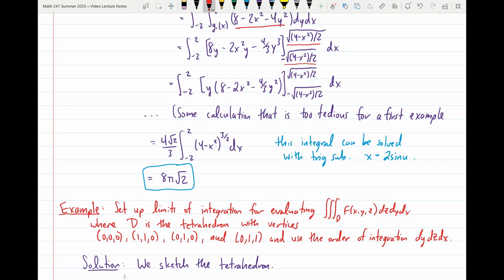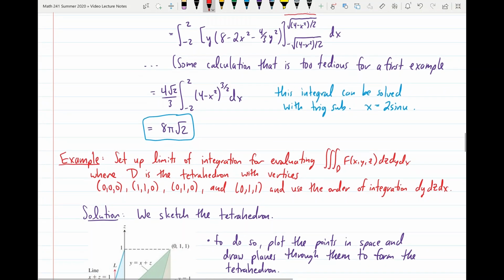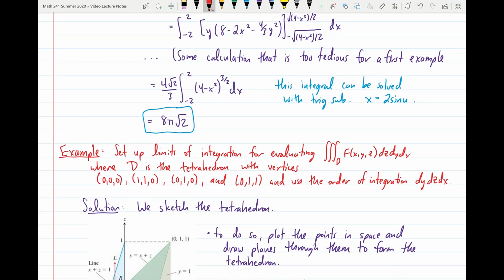It should mostly be about setting up the limits of integration and then showing how the triple integral works when you write it as an iterated integral. So there's some calculation in between here after you substitute in this square root of 4 minus x squared nonsense. And ultimately, it simplifies to this integral here. So we have 4 times the square root of 2 divided by 3 times the integral from -2 to 2 of (4 minus x squared) to the 3/2 dx.